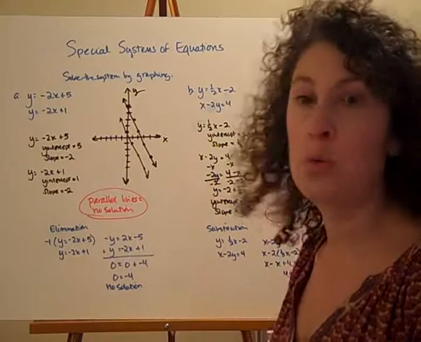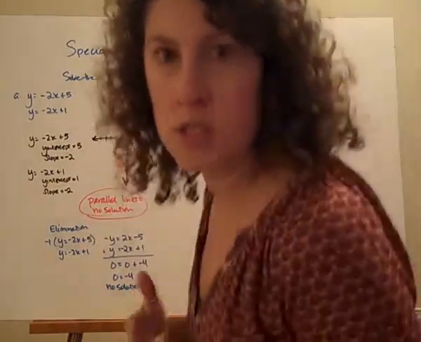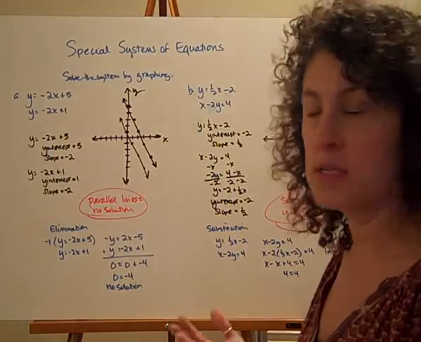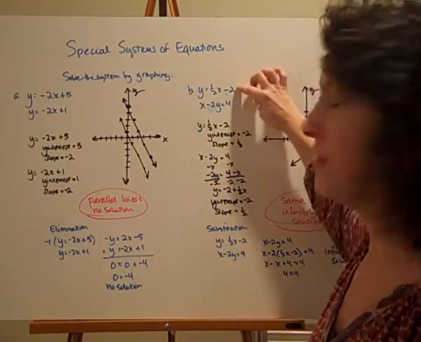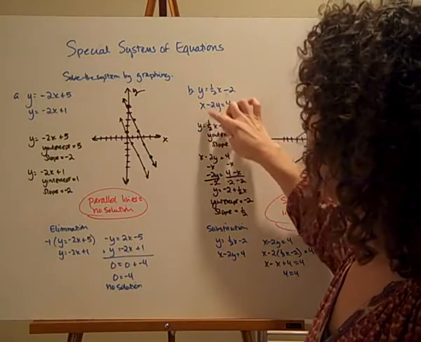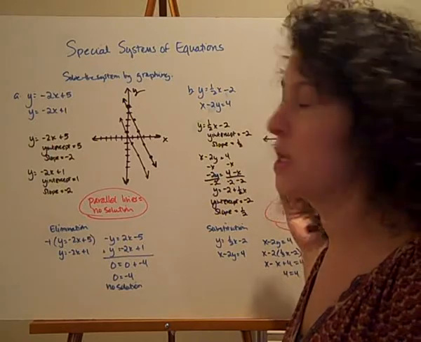On a graph, I have two parallel lines. So we've got no solution. But we also have one other special solution when we're looking at systems of equations. So let's look at another system. I have y equals 1 half x minus 2, and x minus 2y equals 4. So we're solving by graphing to start with, so let's see what that looks like.